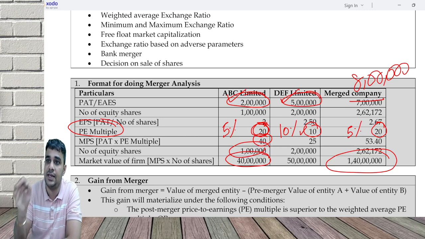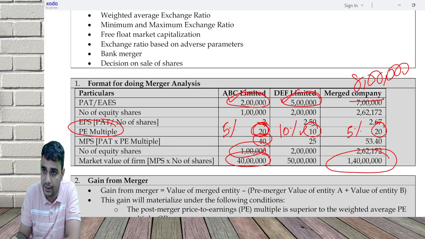Question will say there's a synergy gain of 5%. 2 lakh plus 5 lakh, 7 lakh, add another 5% profit. So mostly it will be synergy gain at a PAT level. In a very rare scenario, it could be given directly as valuation. P multiple and all, they'll not give synergy gain directly.